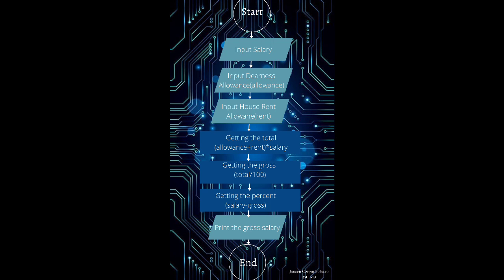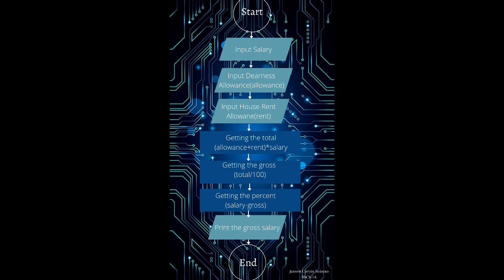So first and foremost, let's check out my flowchart, the flowchart I made for my program. Starting the flowchart, it starts with input salary, then input dearness allowance. For the dearness allowance, I just use allowance as a variable. Input house rent allowance, also I use rent as a variable. Next is getting the total. Getting the total, just add the dearness allowance and the house rent. After adding them, we get the sum.